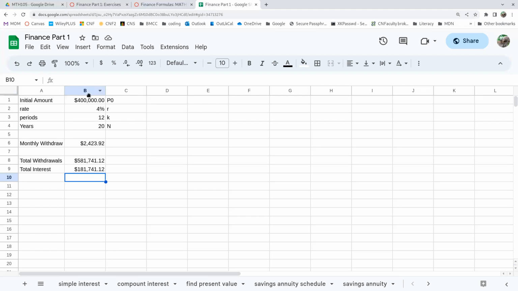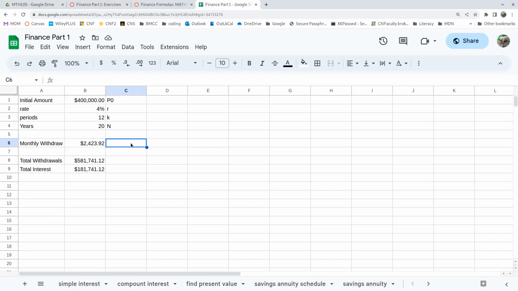So again, we just determined that for an initial amount in the bank of $400,000 with an interest rate of 4%, making monthly withdrawals from that bank account for 20 years, if we withdraw $2,423.92 a month, at the end of 20 years the account will be perfectly empty. Very cool.